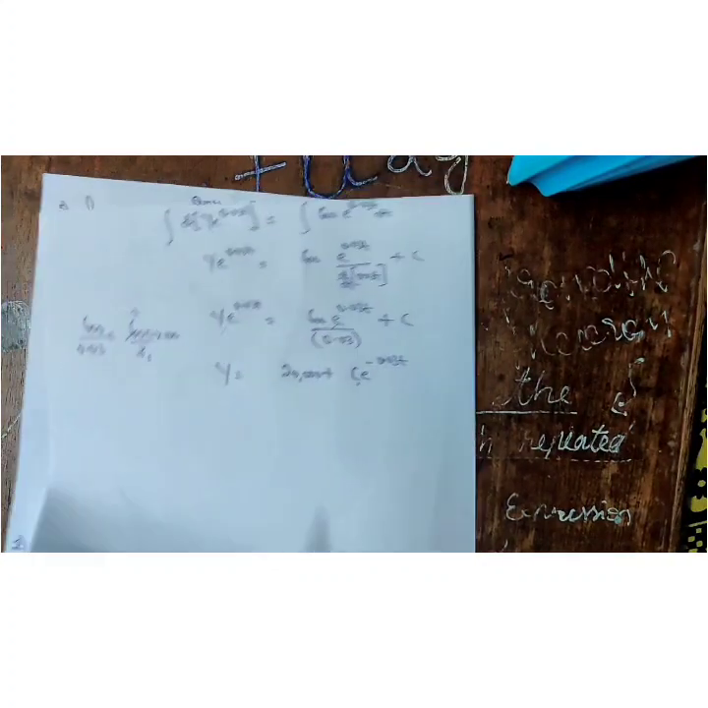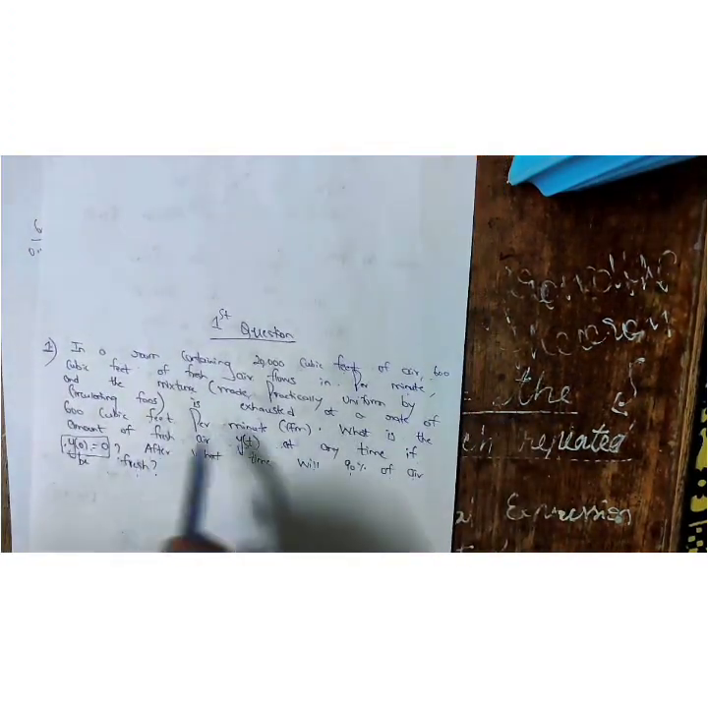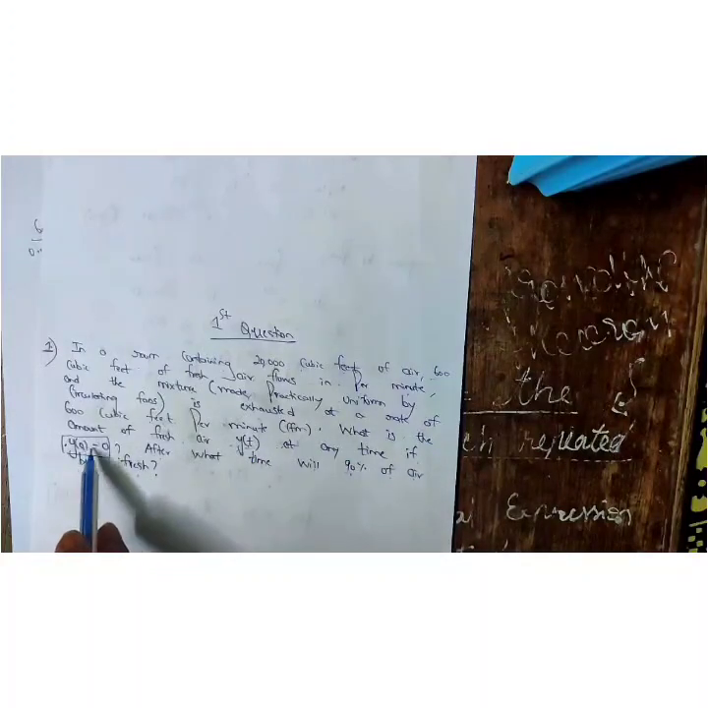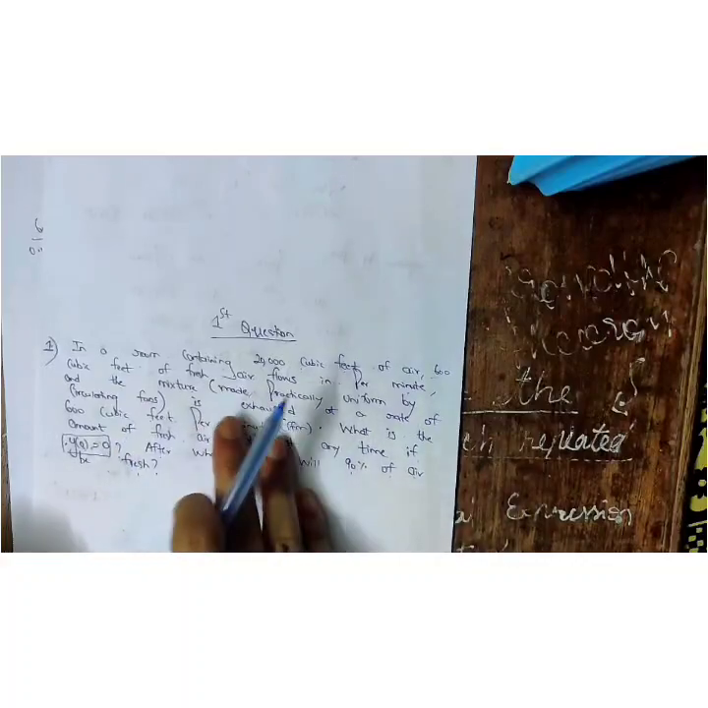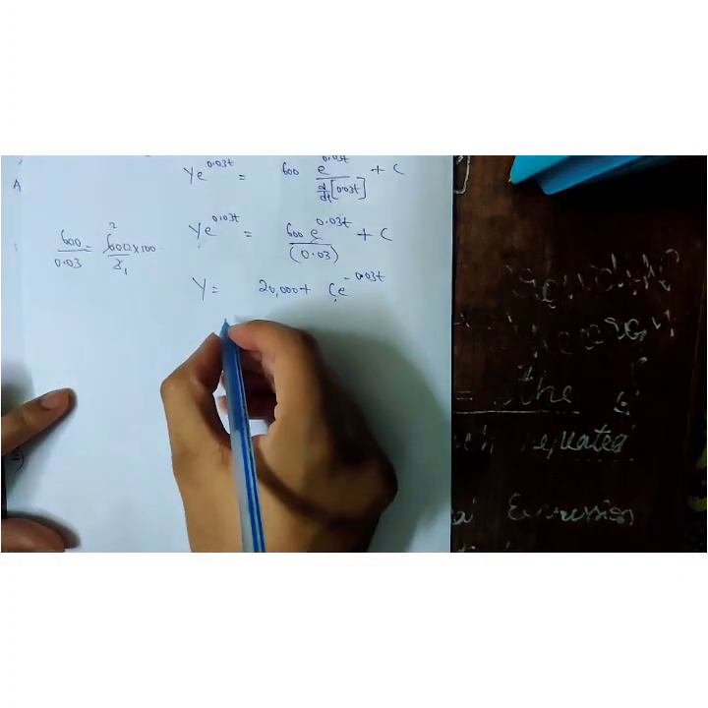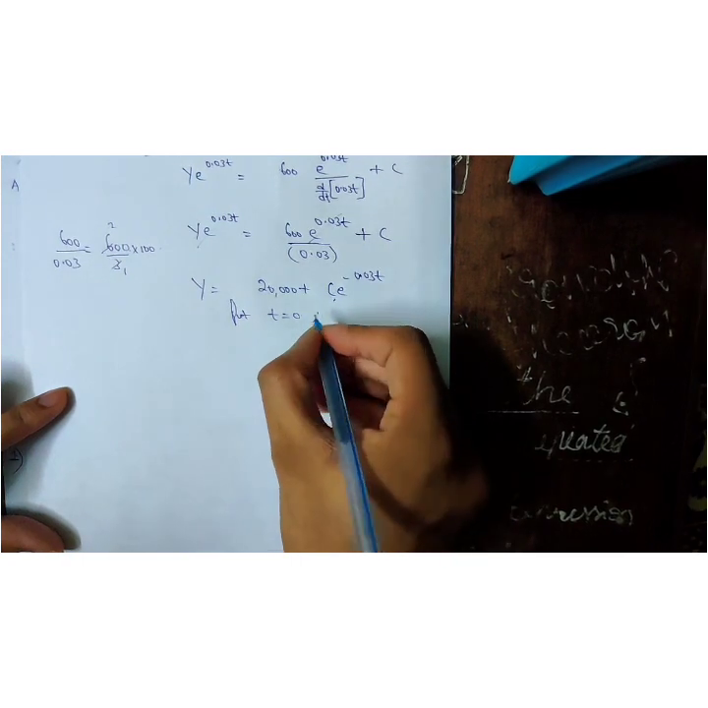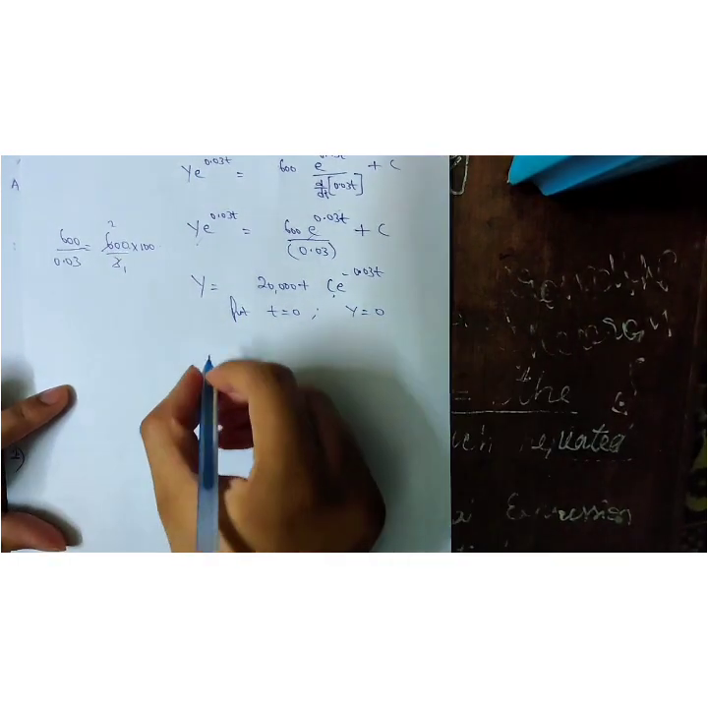Okay, now we have to find c. Remember in the question, I'll just show you the question again, guys. Look at this. What have been given to us? y of 0 is equal to 0, which means at time t is equal to 0, y is equal to 0. Okay, just put that here, guys. Simple. Put t is equal to 0.